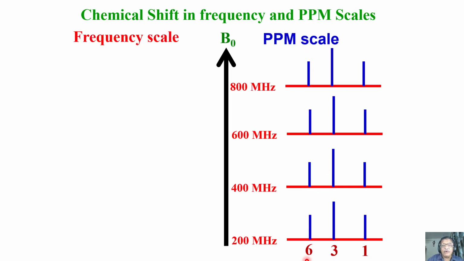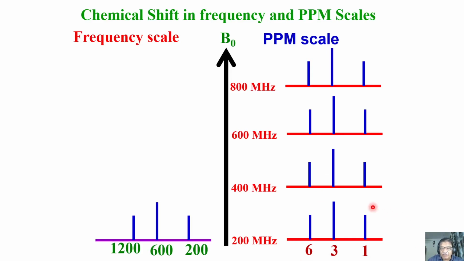Now we'll go further. We'll go to the frequency scale now. What happens when I express in frequency? I'm converting ppm into hertz. So 1 ppm in 200 megahertz is 200 hertz. 3 ppm at 200 megahertz is 600 hertz. 6 ppm is 1200 hertz. I have been telling you how to convert ppm to frequency. I simply multiply by the resonating frequency, discarding the 10 to the power 6 term. That's all we have to do.